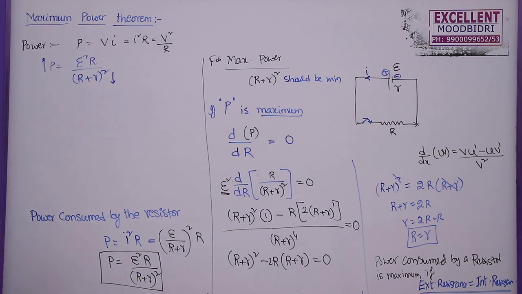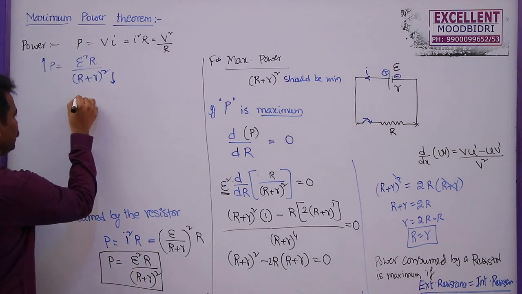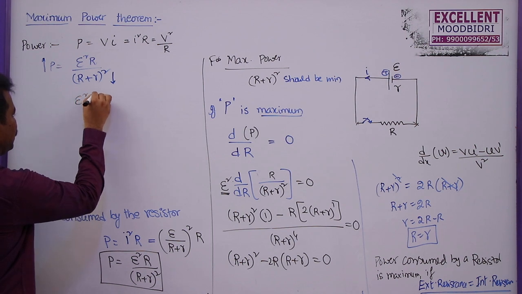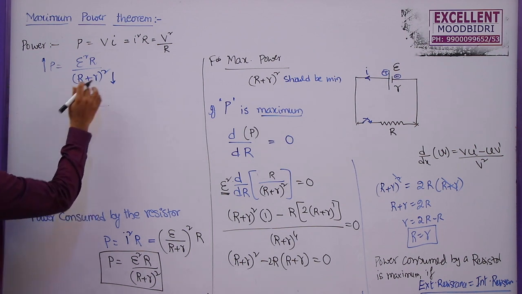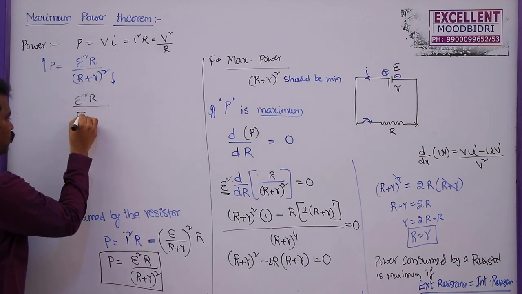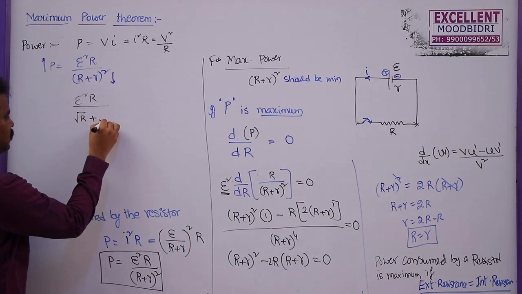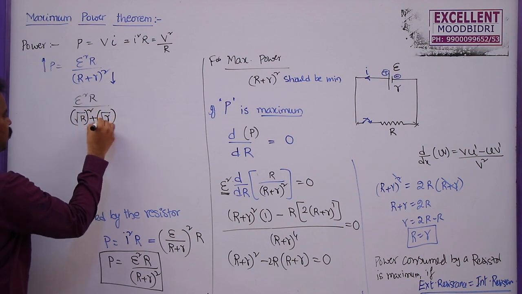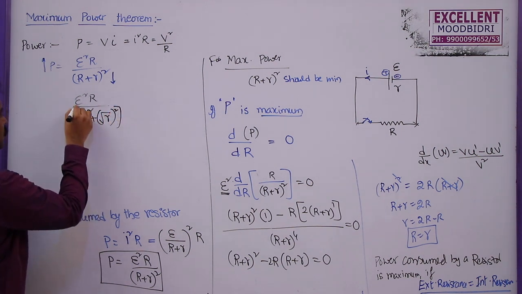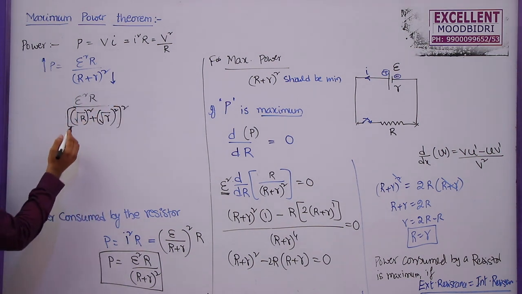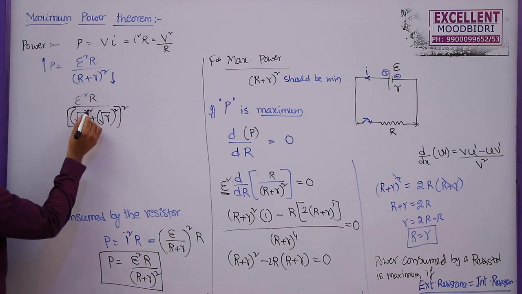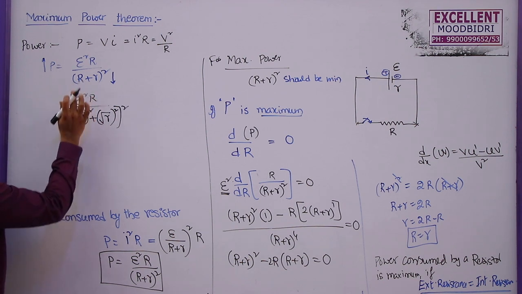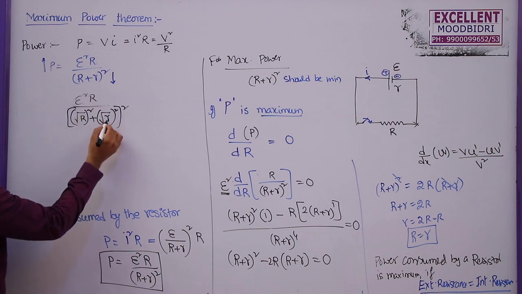Whenever the denominator is minimum, let me use this one: E square R by, this denominator can be written as (root R plus root small r) whole square. See the difference here. I am writing R as (root R) whole square. Square and root get cancelled, we get R only.